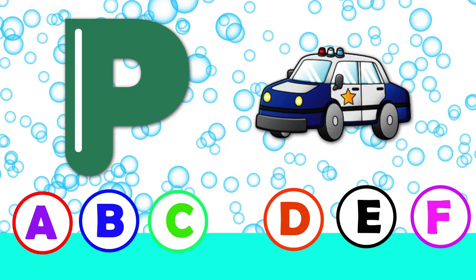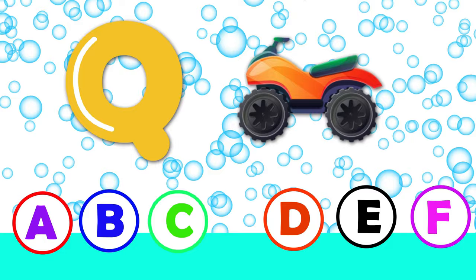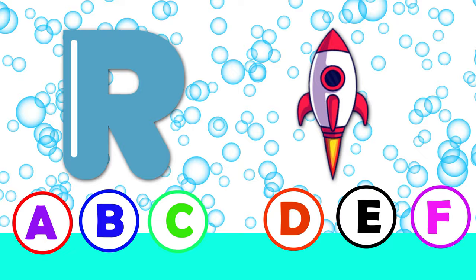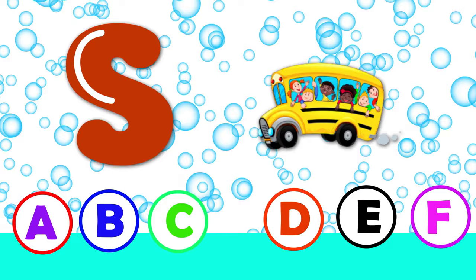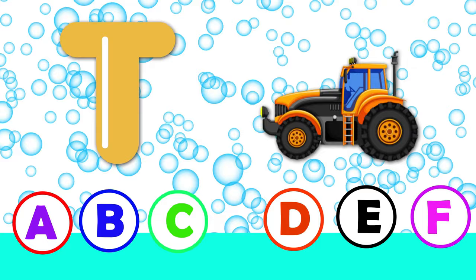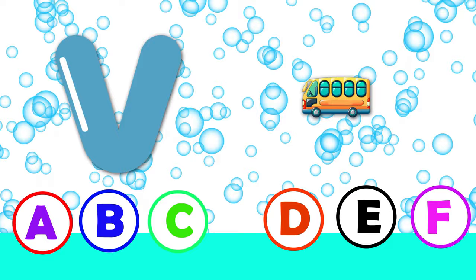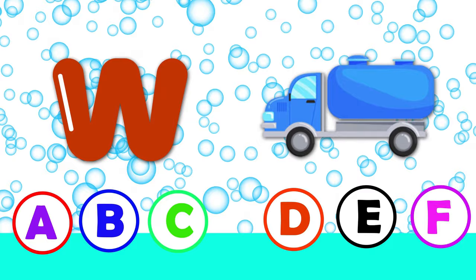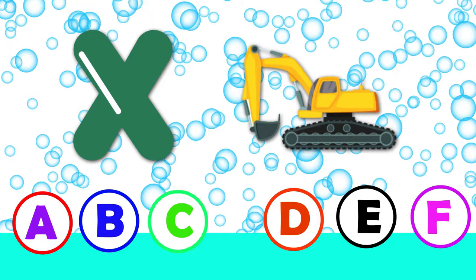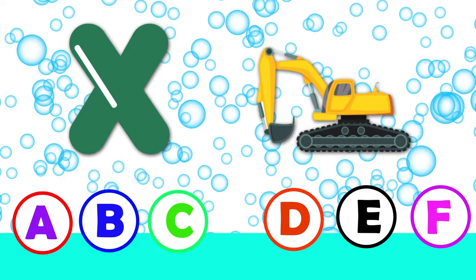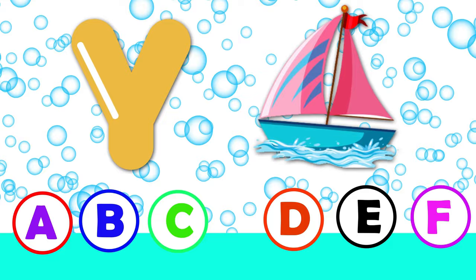Q is for quad bike. R is for rocket. S is for school bus. T is for tractor. U is for unicycle. V is for van. W is for water tanker truck. X is for excavator. Y is for yacht. Z is for zeppelin.